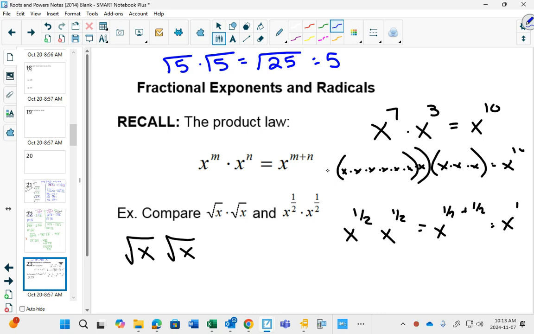So does it make sense that the square root of x times the square root of x will be the square root of x squared, and the square root of x squared will just be x? And something fascinating just happened. We just found out that when you have a fraction of 1/2 for an exponent, it's the same thing as a square root.